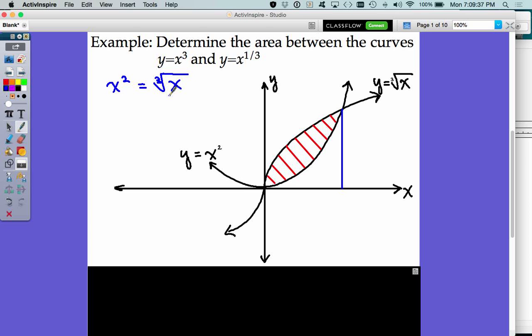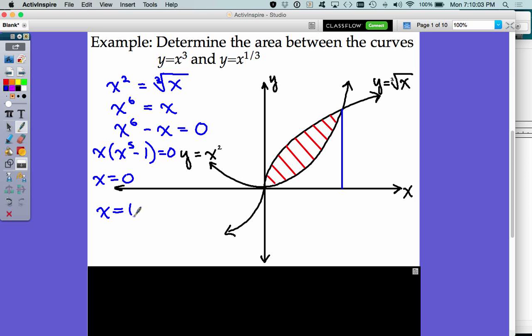And if I cube both sides of this, I'm going to be left with an x here. And if I cube x squared, I'll have x to the 6th. If I now subtract the x over, I got x to the 6th minus x equals 0. I can factor out an x, and I'm left with x times x to the 5th minus 1 equals 0, which tells me that either x is 0 or x is 1. The 0 confirms what I see here in the graph. That's my x equals 0, and this, therefore, must be x equals 1.